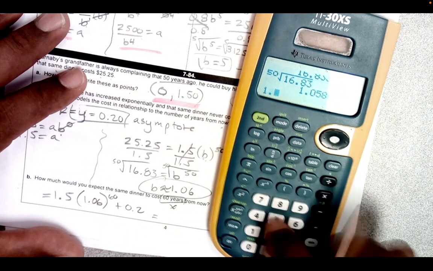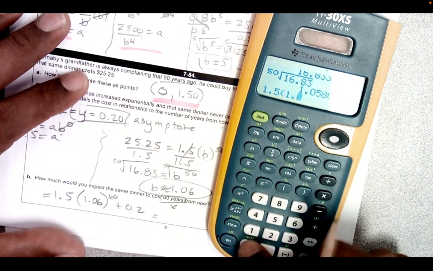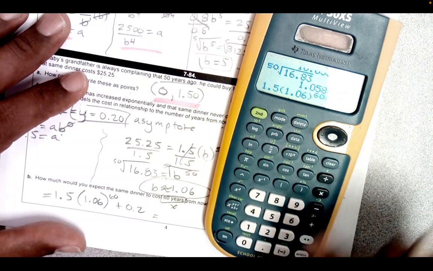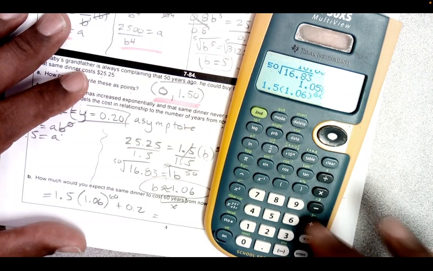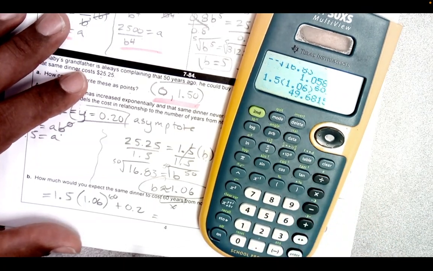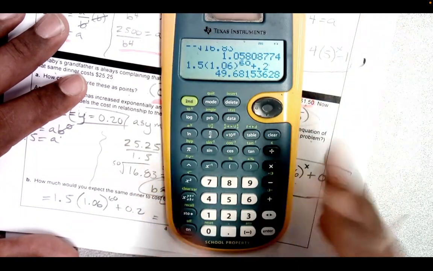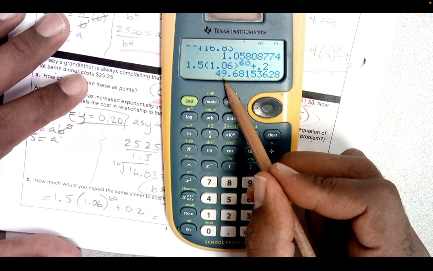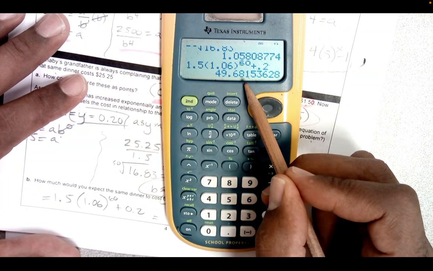Okay, so 1.5. And when you're dealing with money, it's not going to be pretty. You're not going to get whole numbers and easy fractions to deal with. It will look like this. So that means we're predicting that the same dinner in 60 years, if it's going at this rate, will be $49. And what should I round that to?